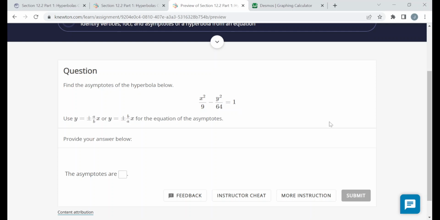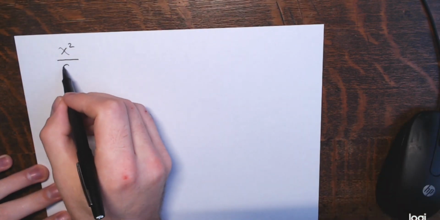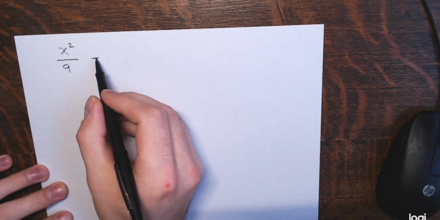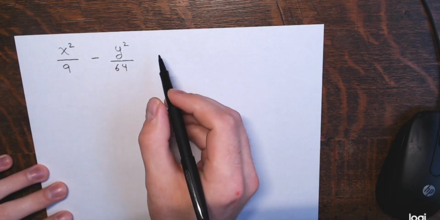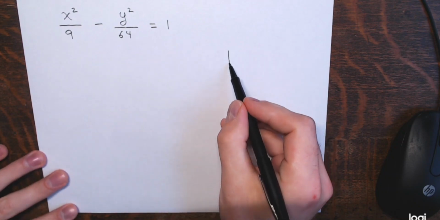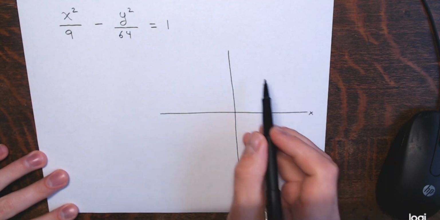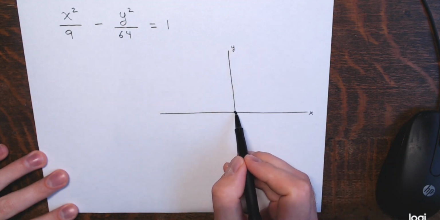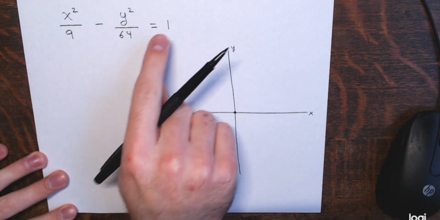Alright, so this equation we're given here is x squared divided by 9 minus y squared divided by 64 equals 1. So again, the center is at the origin. It's just x squared and just y squared, right? So the center at the origin, put a little dot there. Again, that is not a solution, right? 0, 0 is not a solution. You'd have 0 minus 0 equals 1. It's just a guide.